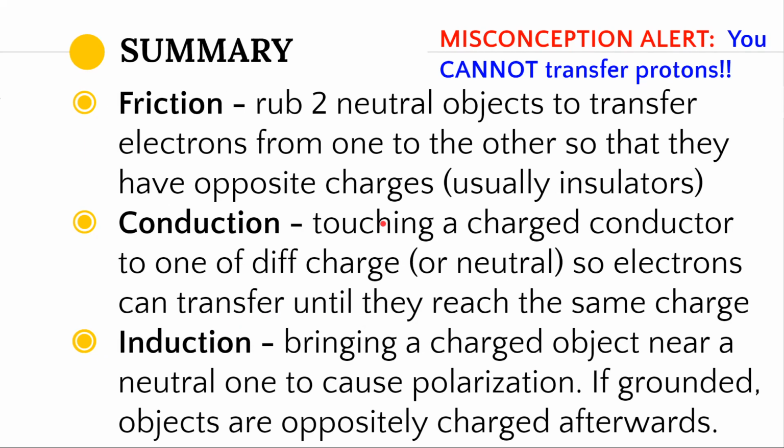All right, so in summary, here are our three different charging methods. Friction: if we rub two neutral objects together, we can cause one to steal electrons from the other. Conduction: we can touch a charged object to an object that has a different charge, and electrons can transfer until they reach the same charge. And induction requires bringing a charged object near a neutral one to cause polarization, and then either separating the objects or touching the object, and if grounded, the objects could be oppositely charged afterward. There are different ways to do this one, but it starts with polarization.